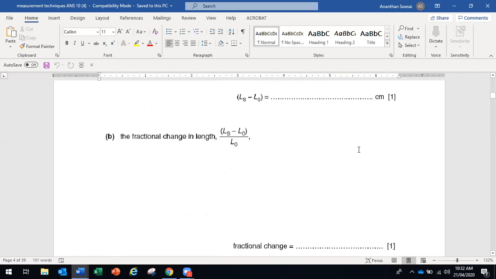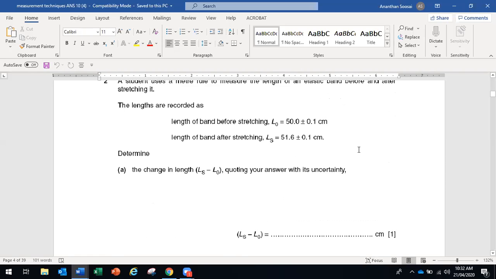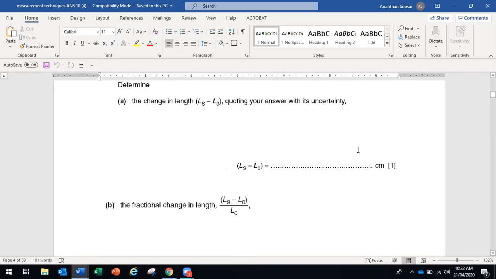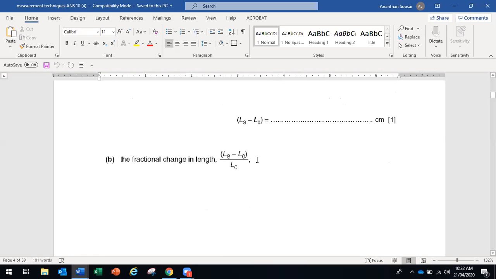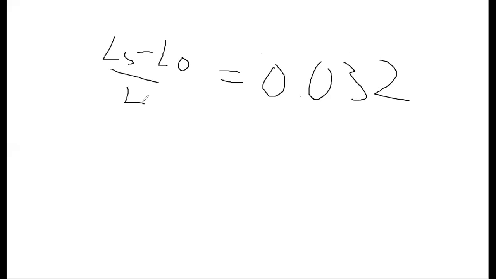Follow the least significant figure. So I think you go for 3 SF, the answer. Anyone got the answer? This one? 0.032. Okay, hold on. 0.032, LS minus L0 over L0. Okay, so 0.032. Now the next question is the challenging one, not the tricky one.